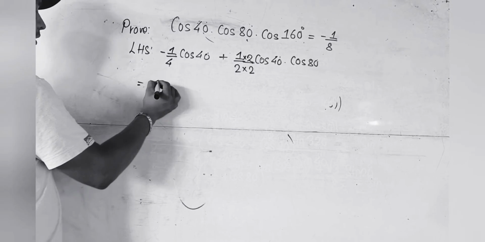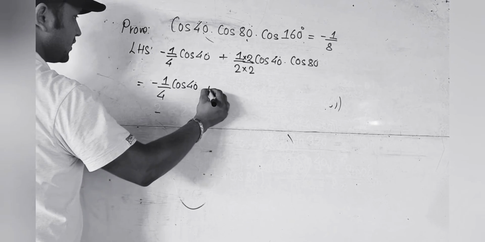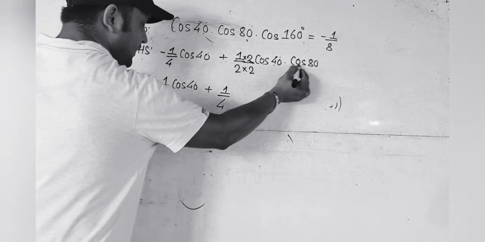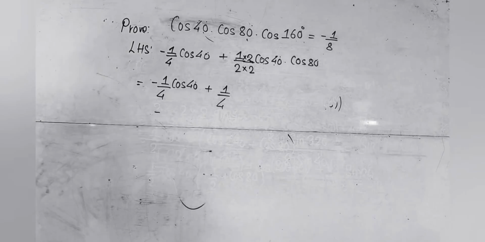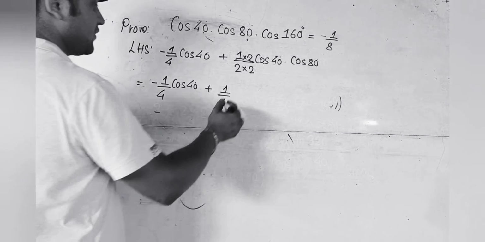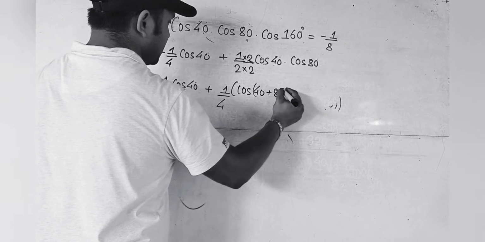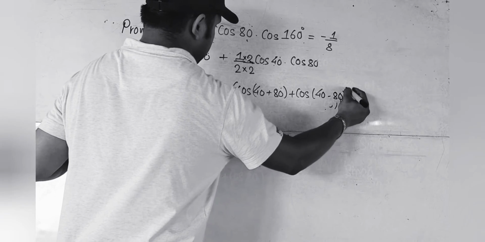You have minus 1 by 4 cos 40 degree as it is 1 by 4. Now this part, 2 cos 40 into cos 80, can be compared with 2 cos A cos B. The formula of 2 cos A cos B is cos(A plus B) plus cos(A minus B). So you can use the same formula here: cos(A plus B) plus cos(A minus B).